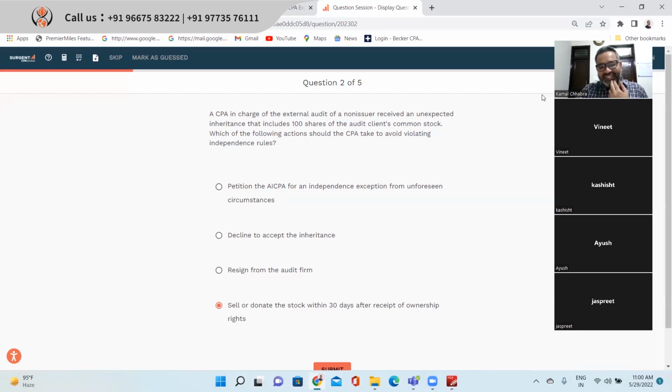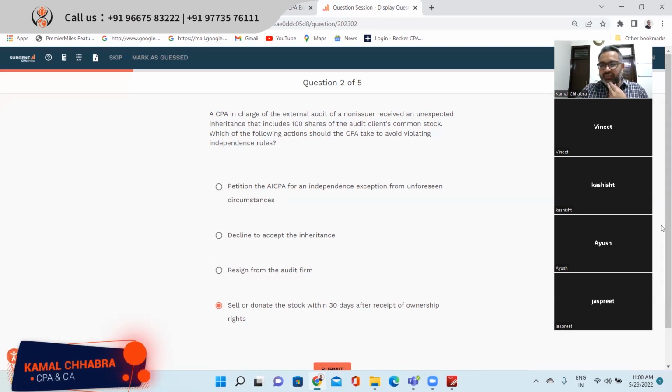And then resign from the audit firm, he'll never resign. Obviously, why leave a job in this case? So the fourth option I could think of by this pattern only. Okay. As per Indian code of conduct, it will be like that.